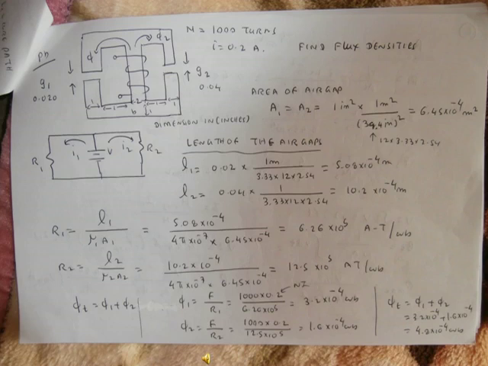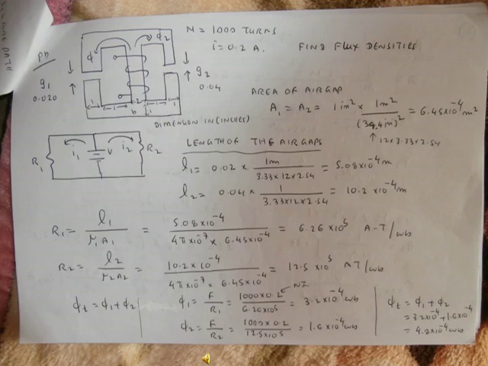Then we have to calculate the reluctance, the magnetic resistance. So R1 equals l1 divided by mu1 A1, where l1 is the length of the magnetic flux path, mu1 is the permeability, and A1 is the area. Therefore, 5.08 multiplied by 10 power minus 4 divided by 4 pi multiplied by 10 power minus 7 multiplied by 6.45 multiplied by 10 power minus 4. So we got 6.26 multiplied by 10 power 5 ampere-turns per Weber.